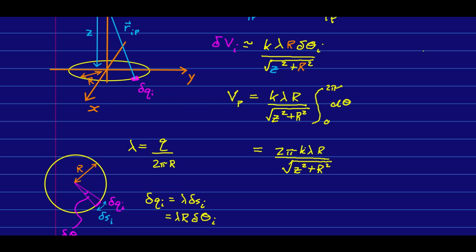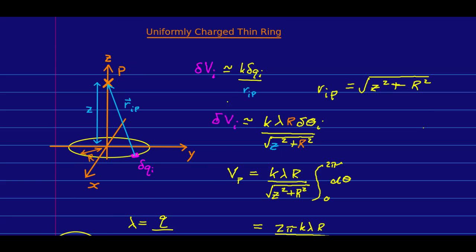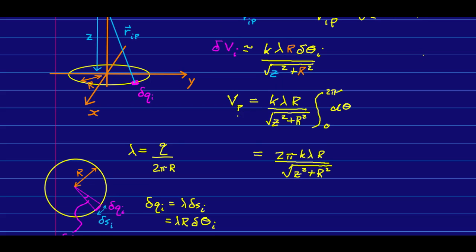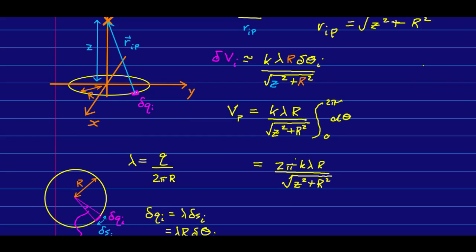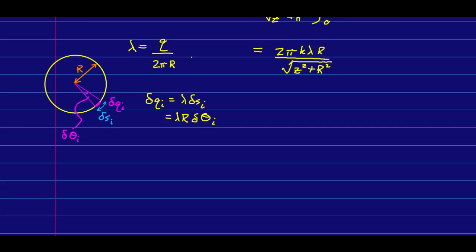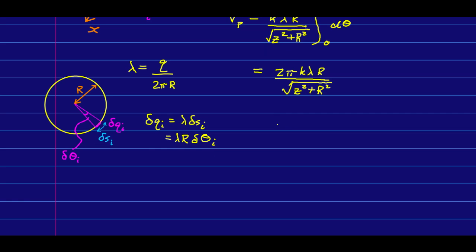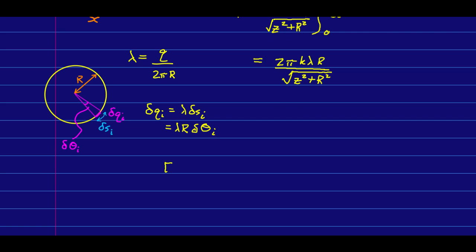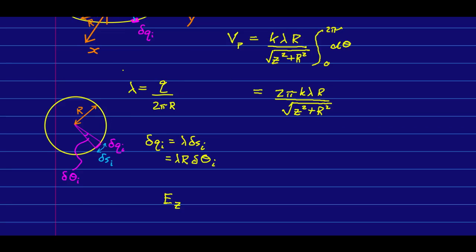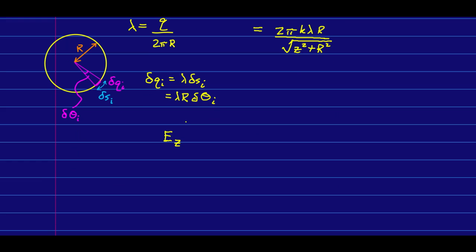Let's use what we just found, and we'll use it for the uniformly charged thin ring. So in lecture 4, we found the potential as a function of z along the z-axis. And that means we can use that to get the E field. We can say that the z component of the E field at a point on the z-axis is going to be the negative of the z derivative of the potential as a function of z.